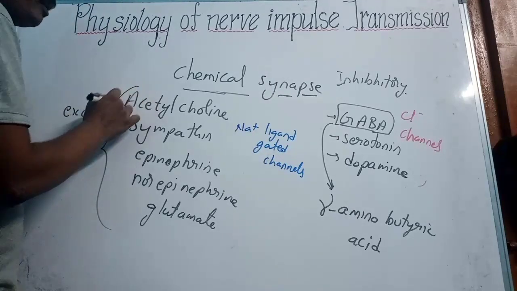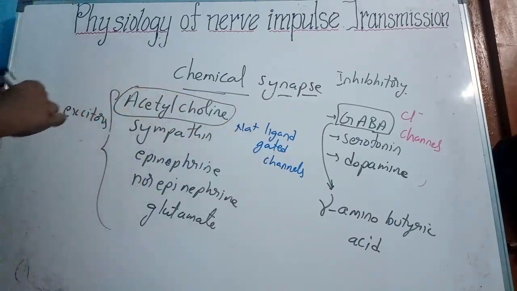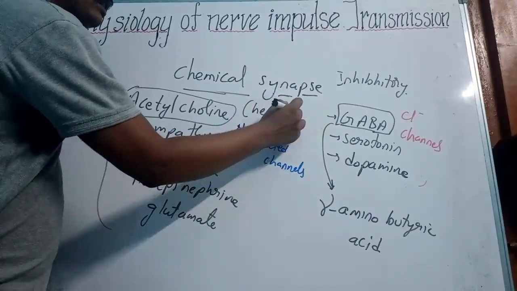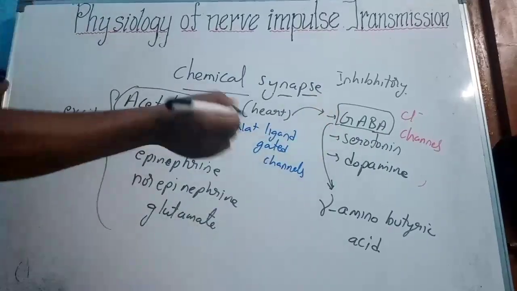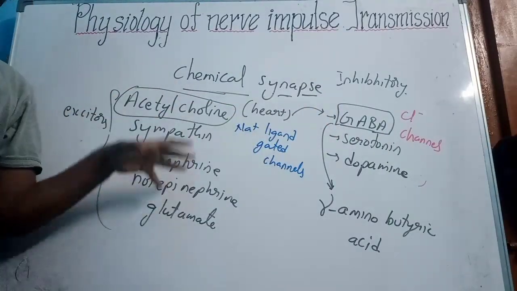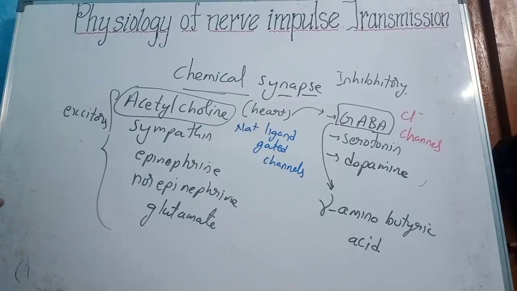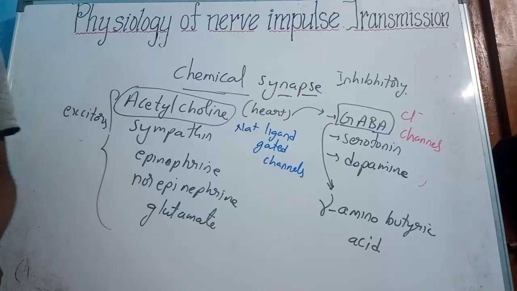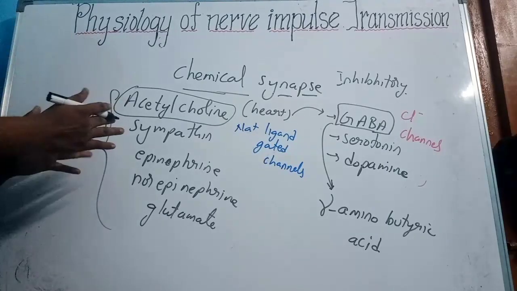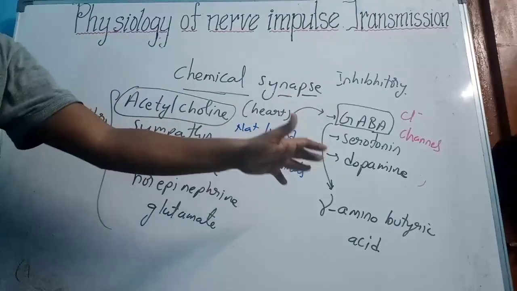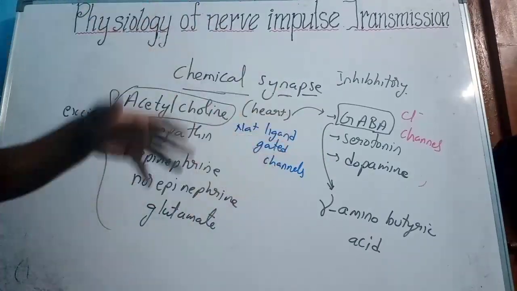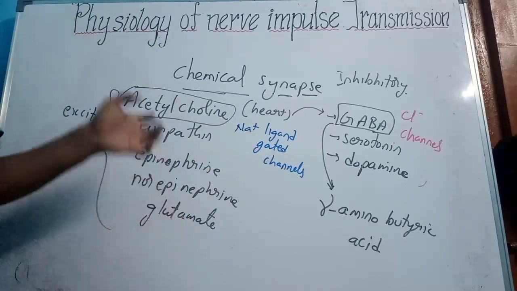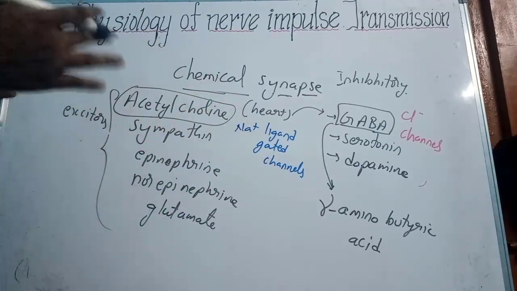Now very important is acetylcholine. Why? Because acetylcholine in the heart is on the inhibitory side. So acetylcholine normally in all the other places is an activator or exciter, but in the heart region it is an inhibitor. So these are the neurotransmitters which will either excite the next neuron or inhibit the next neuron, but nonetheless they are transmitting the signals, either to excite or to inhibit, to the next neuron.